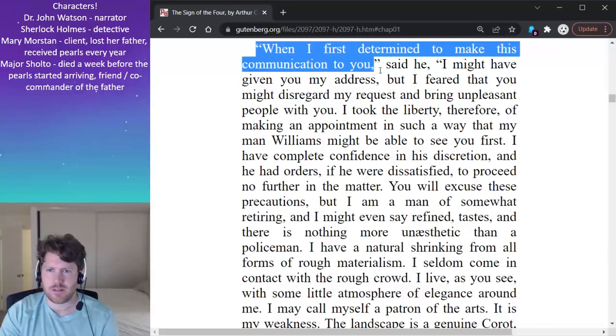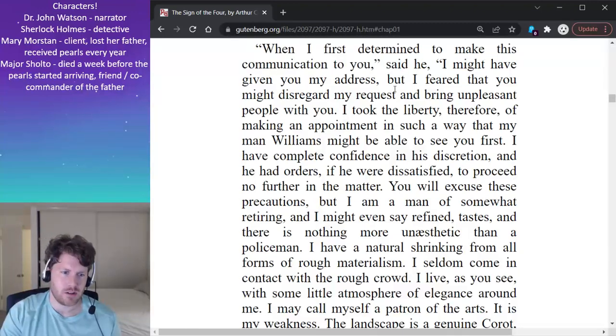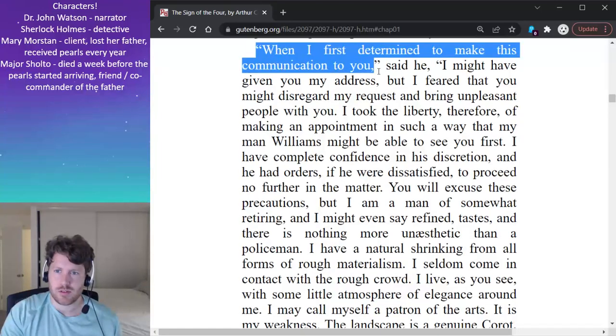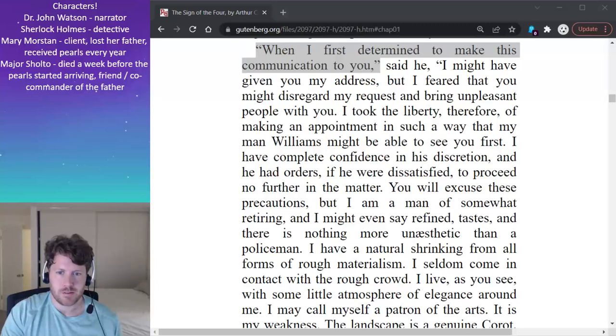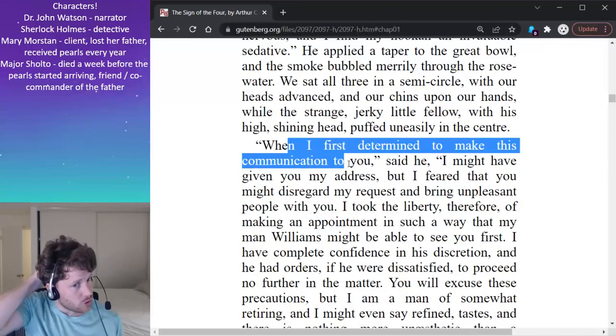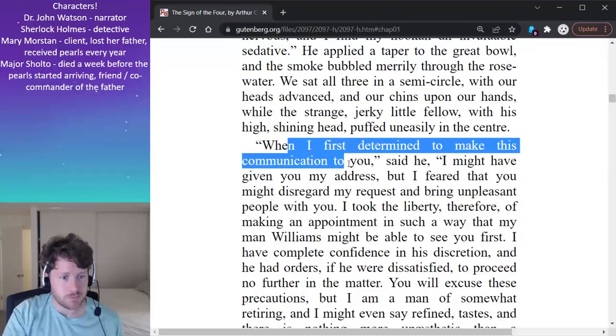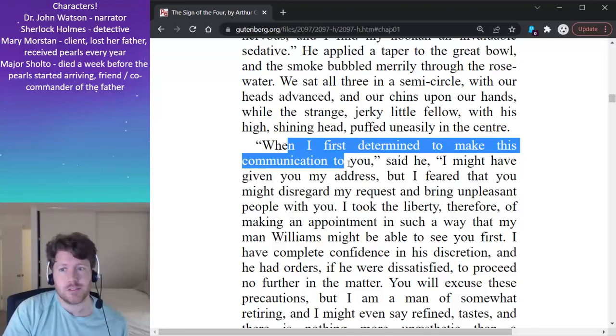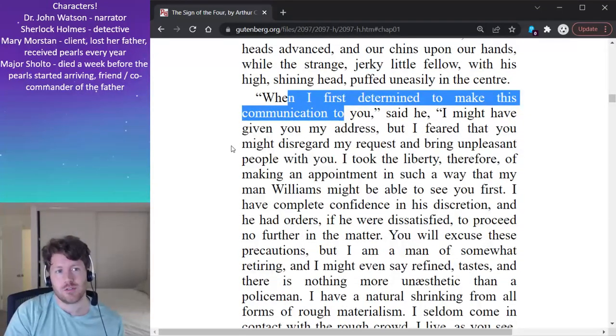I think this is going to be like a description of what's going to be happening next, so I'm going to end my reading there. It's interesting that he says his name is Sholto, because that is the name of the man who Holmes found an obituary for. So maybe it's a different Sholto.